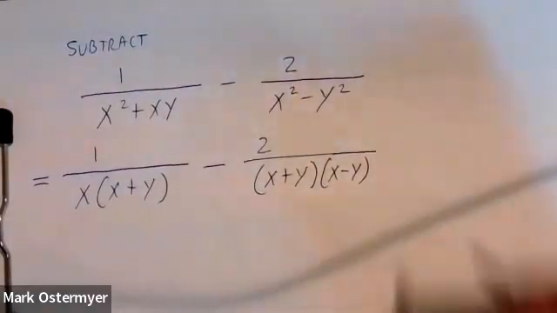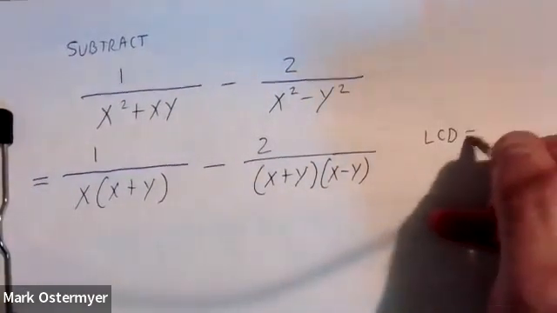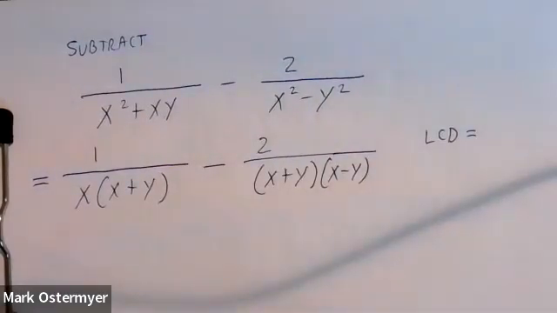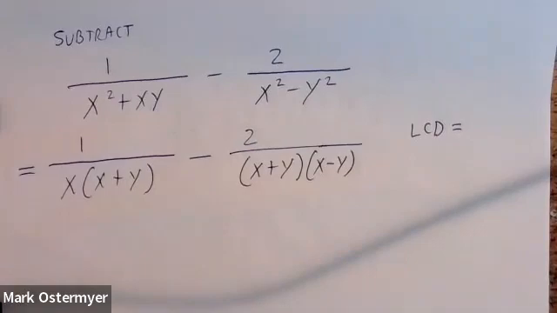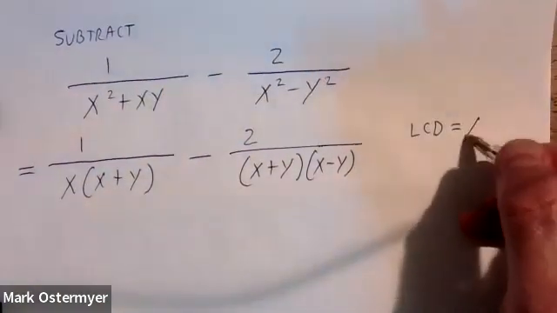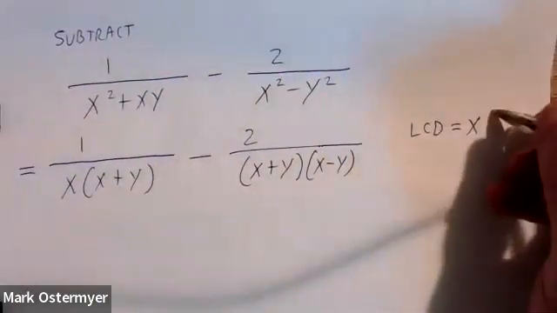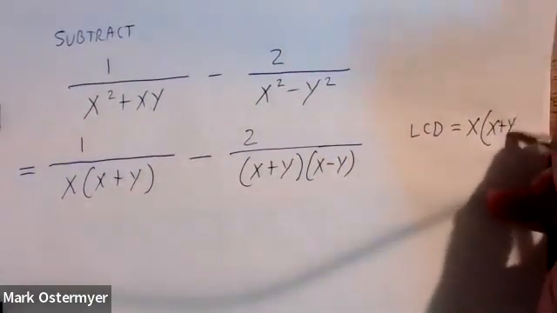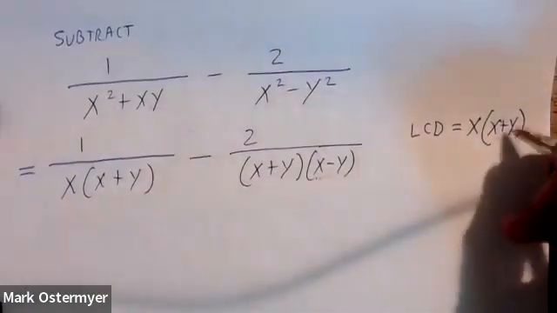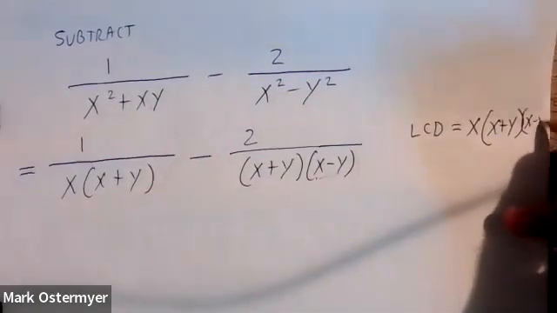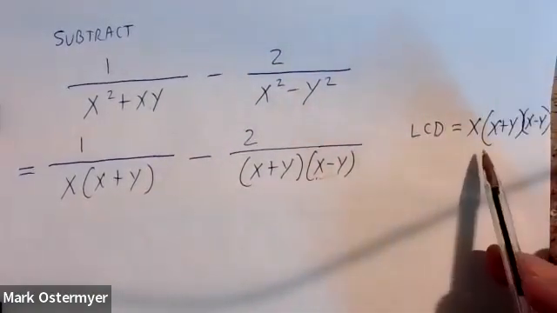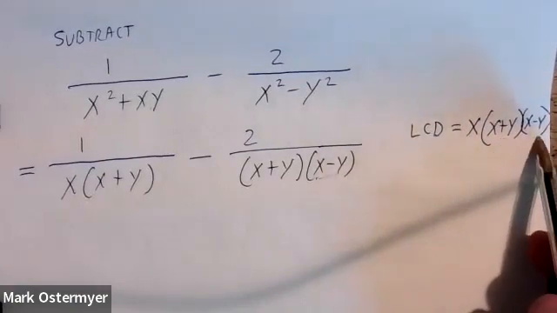Okay, so what do you think our least common denominator is going to need now? What are we going to need for our least common denominator? We're going to need an x, a lonely x, and we're going to need also what? An x plus y. And we're going to need an x what? Minus y. You are looking at your common denominator. So your common denominator is x times x plus y times x minus y.